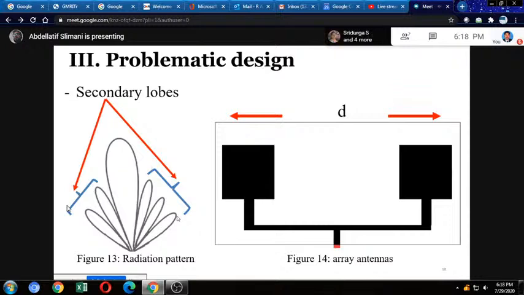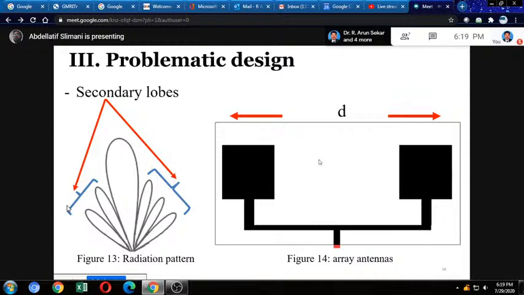Why? Because the secondary lobes produce interference with other signals. So we search to have just one single beam without secondary lobes. The ideal case is to have just one single beam without secondary lobes.